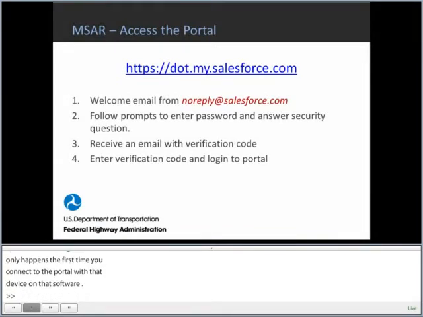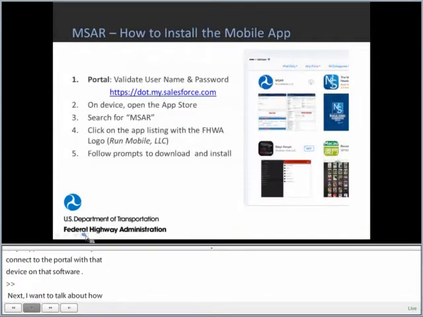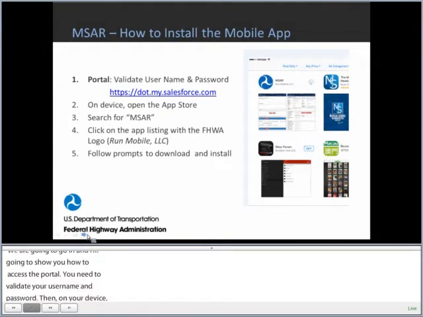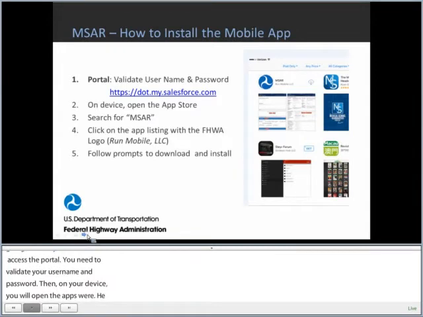So next I want to talk about how to install the mobile app. I'm going to show you how to access the portal, and you need to validate your username and password. Then, on your device, you will open the App Store. You will search for the app called MSAR, and then you want to select the app that has the Federal Highway Administration logo and the developer name Run Mobile LLC. Then you will follow the prompts to download and install. Let's go through this.